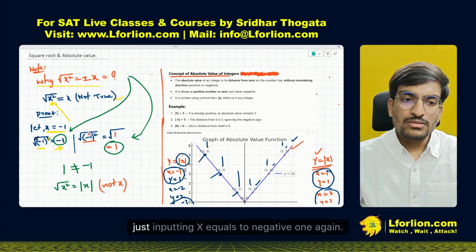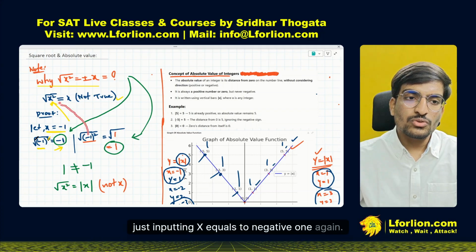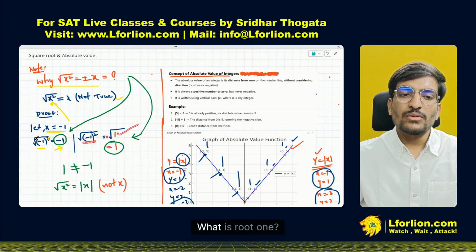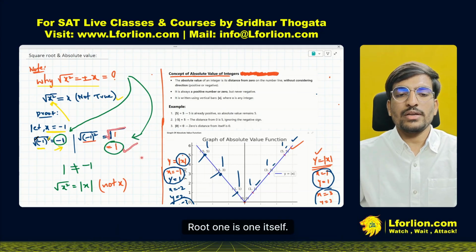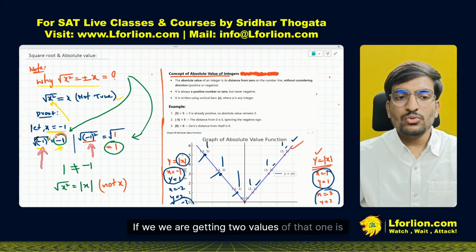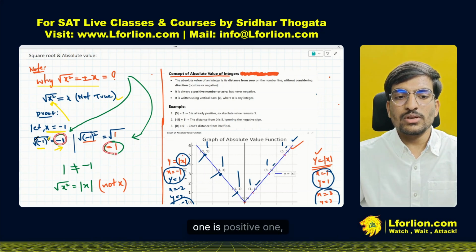I'm inputting x equals negative 1 again. Now, negative 1 whole square is nothing but 1. What is root 1? Root 1 is 1 itself. So for the same negative 1, we are getting two values: one is negative 1, one is positive 1.